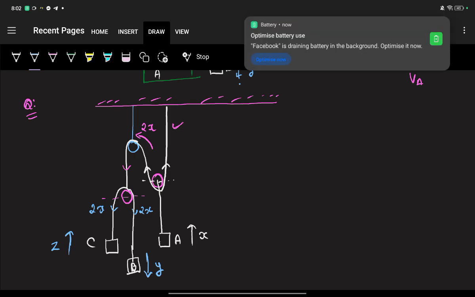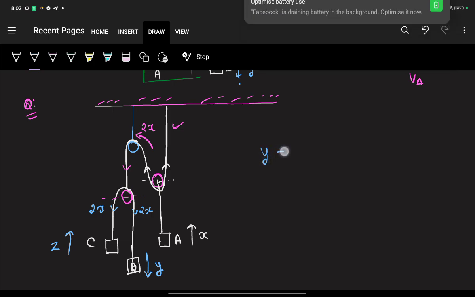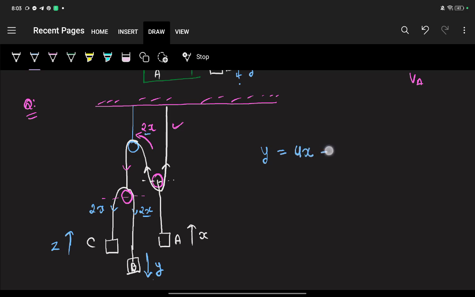So we can write this y as how much total displacement it is having. This 2x plus this other 2x, so that is 4x plus this z displacement, which is in upward direction. You can differentiate it. 4vA plus vC. That is our answer.